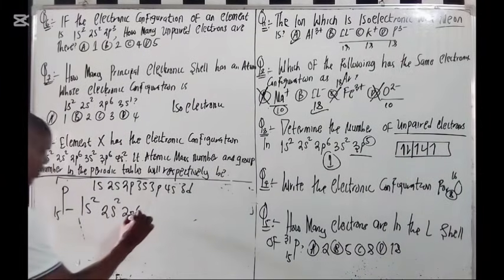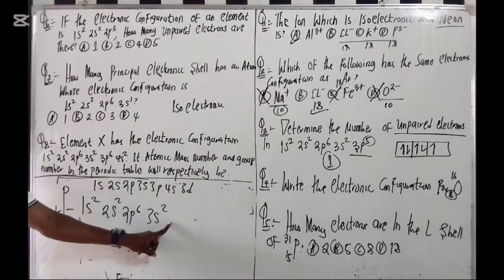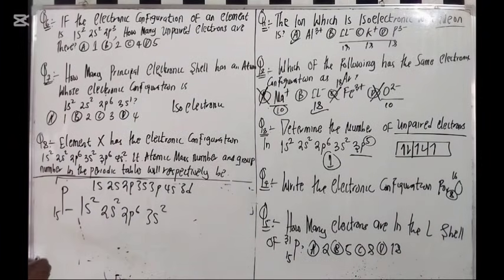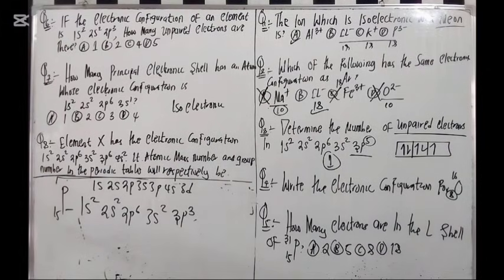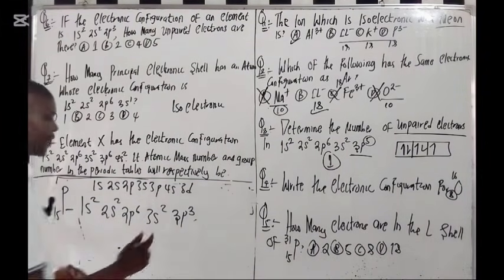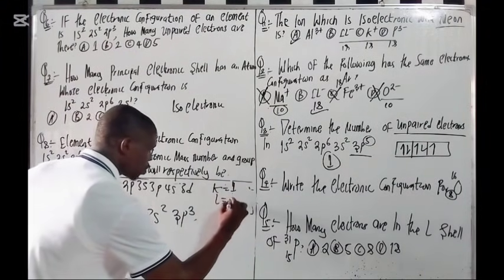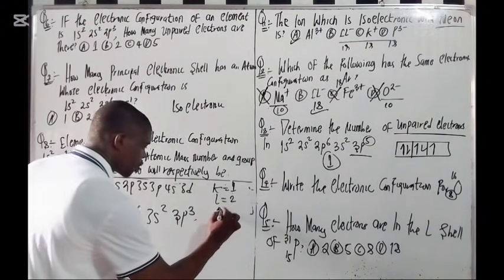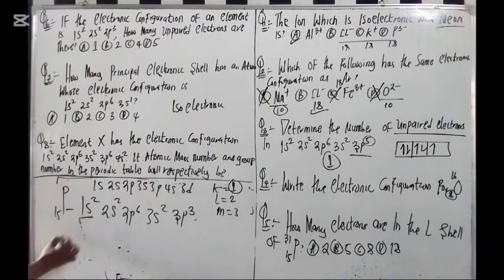So let's continue. Here we have 3s2, we're at 12. How many left? 3. We're going to have 3p3. So now we have got the shells. First shell K is equal to 1, L is equal to 2, M is equal to 3. So the first shell only has 1s.